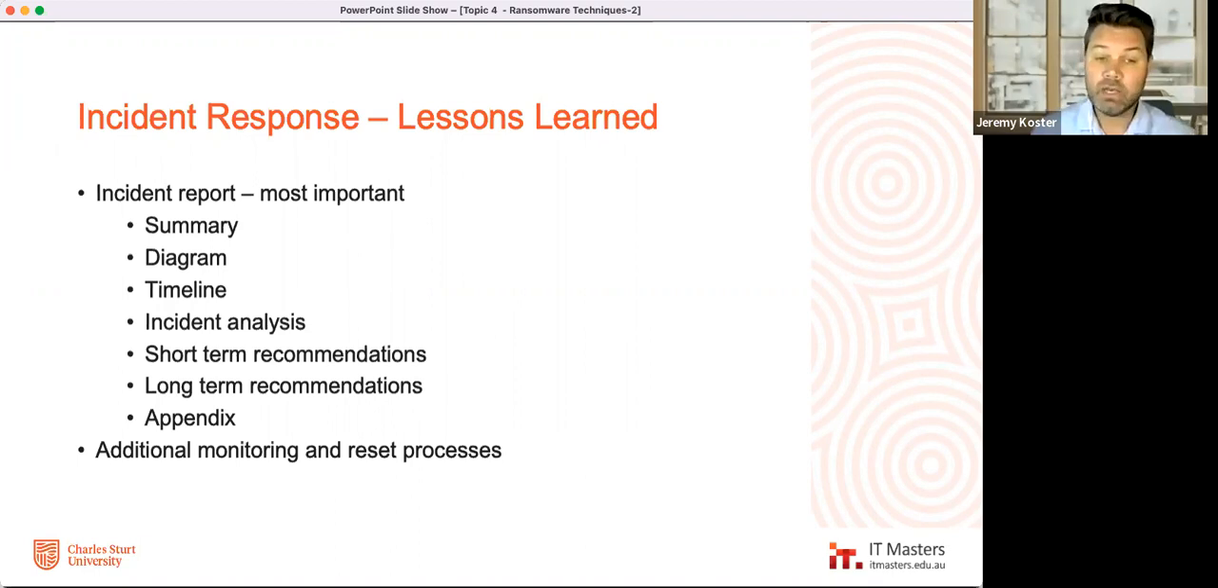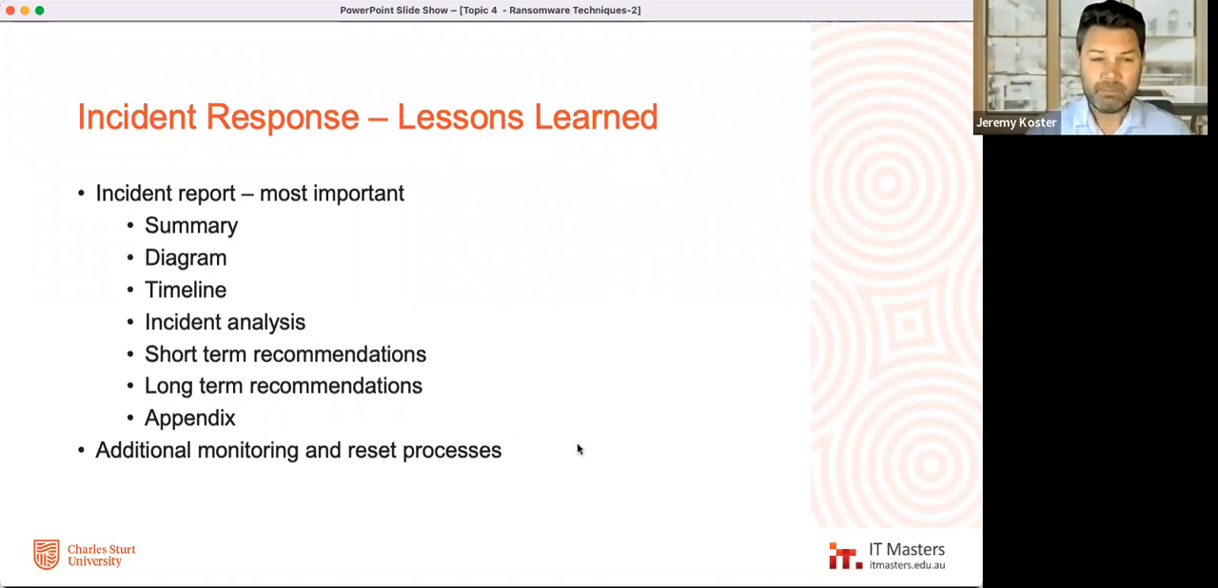And then obviously additional monitoring and reset processes. So making sure you understand which systems you need to monitor. You might be bringing in more logs, and then also understanding how to reset different accounts or different systems to make sure that you've got those processes all nicely honed.